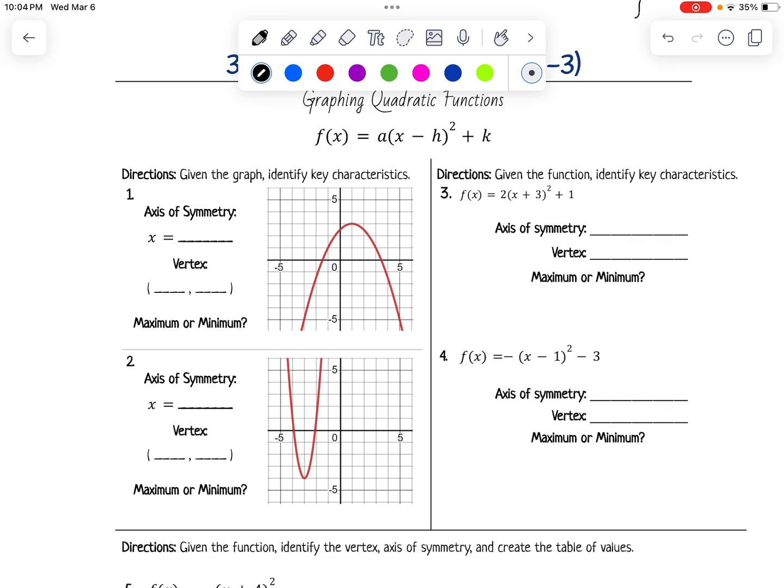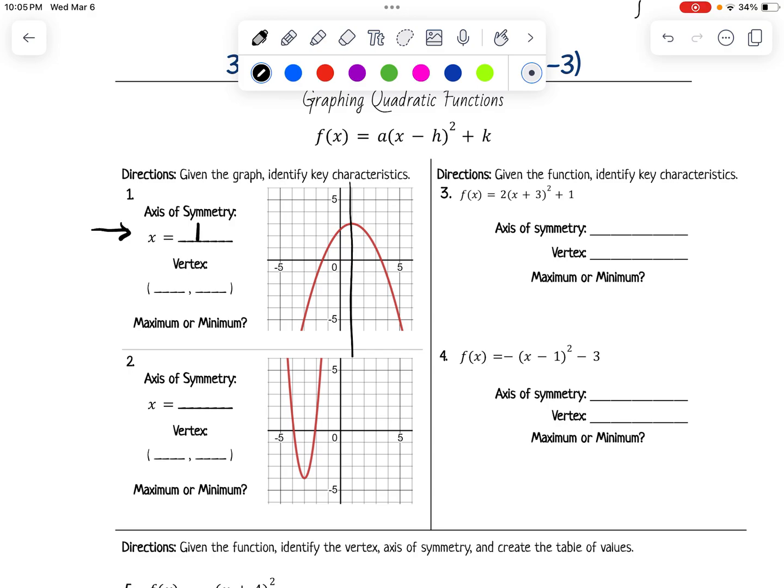So if you're given a graph, your axis of symmetry is going to be where your graph is cut in half. And when you're dealing with a quadratic, in the shape of a parabola, it's basically where you can cut your parabola in half. This would be your axis of symmetry. And you notice it says x equals. So you want to find where this point is on the x-axis, which would be right here at 1.